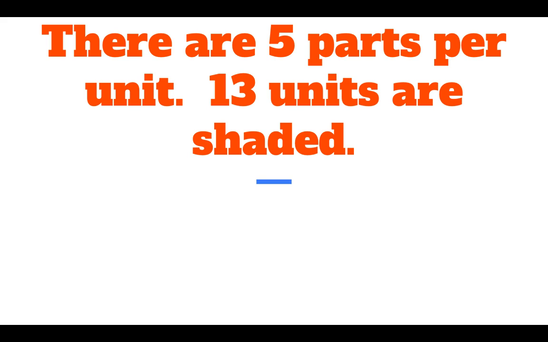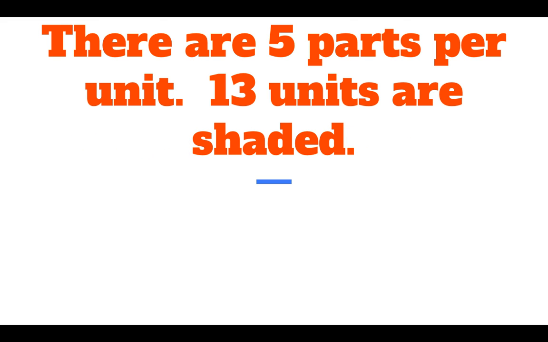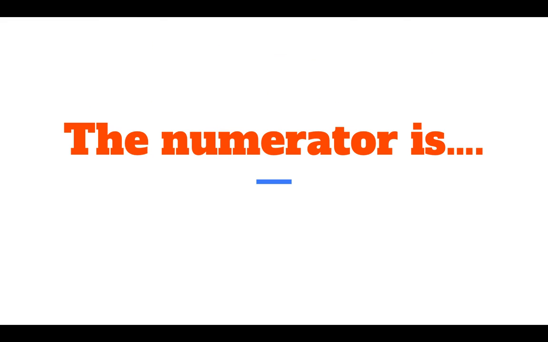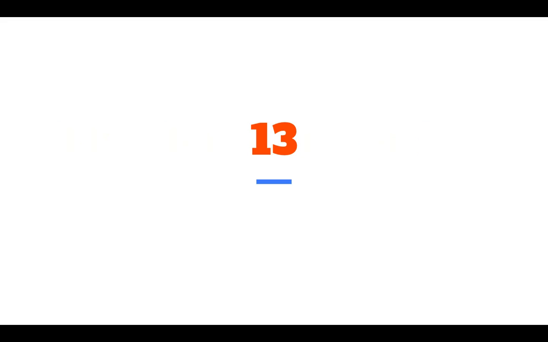The numerator is 13, right? If you go back to it, you can see 13 units are shaded, so that's our numerator. And then our denominator is 5. That's right. So it's like an unboxing video. It's like, oh, what's in this box? I don't know. And then you look at it and it's a fraction. And what's that fraction? 13 over 5.